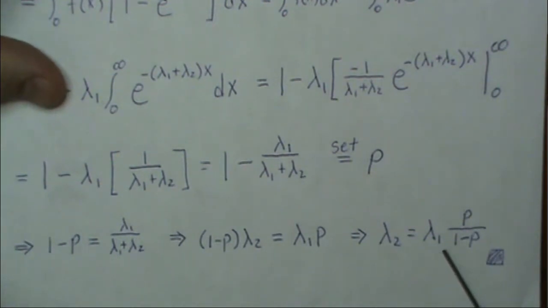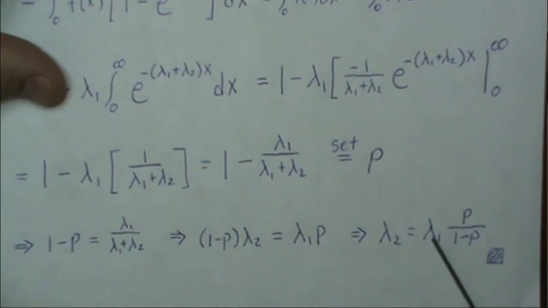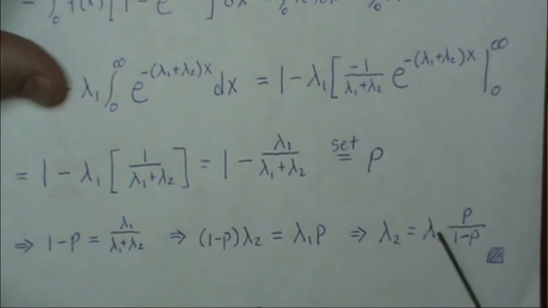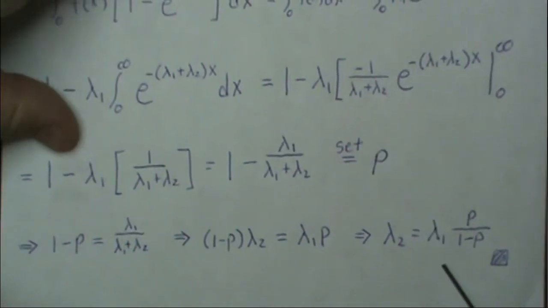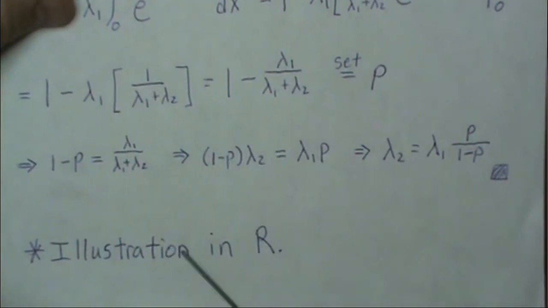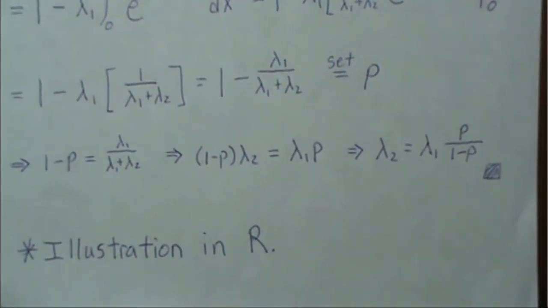So if we set our failure time lambda parameter, then the censoring mechanism is just P divided by 1 minus P times the lambda parameter for our failures, and then that generates the specific proportion of censored data that we're after. And now let's do a quick illustration in R.